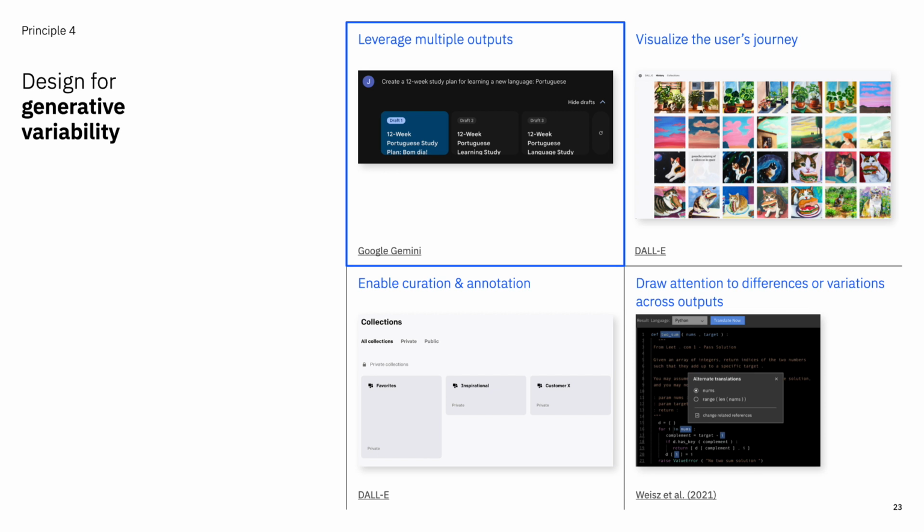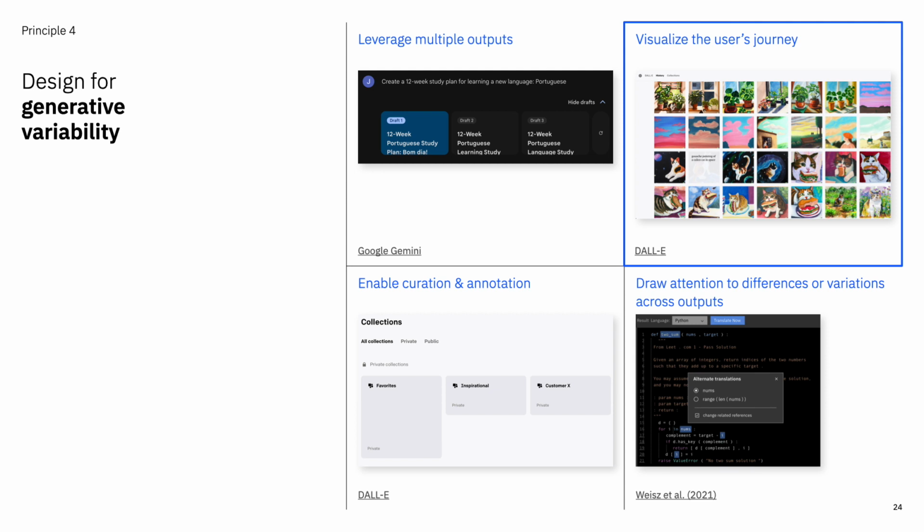Google Gemini does this by showing users a single response to their question, but allowing them to view alternate drafts of other responses that were generated. And once we have the model generating multiple outputs, it becomes important to visualize the user's journey. Show them the history of everything they've generated, like how DALL-E shows a user's history as a gallery.